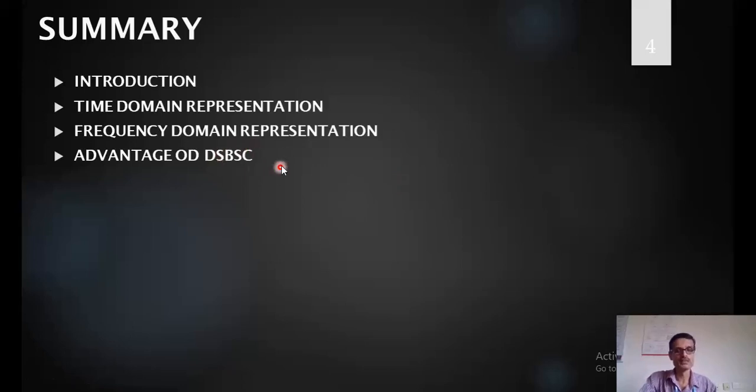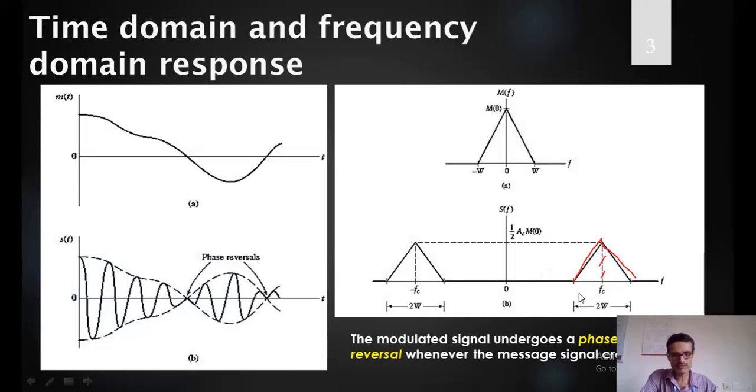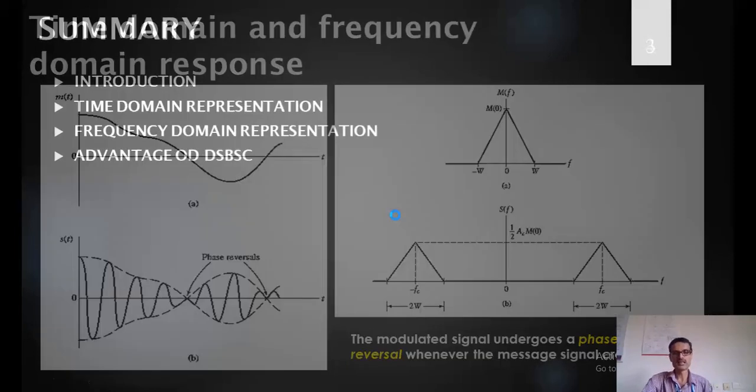Now what is the advantage of DSBSC? We save power. That is the major advantage. We save 66% of the total power when the modulation index is equal to 1. So that much power we are going to save by using double sideband suppressed carrier compared to double sideband full carrier. But in terms of bandwidth, we are not going to save anything because we have to transmit the two sidebands, the lower sideband and the upper sideband. So the bandwidth is 2W Hz, same as double sideband full carrier.